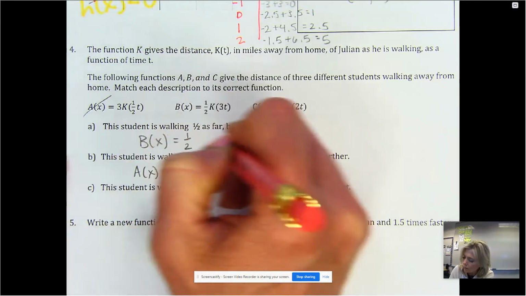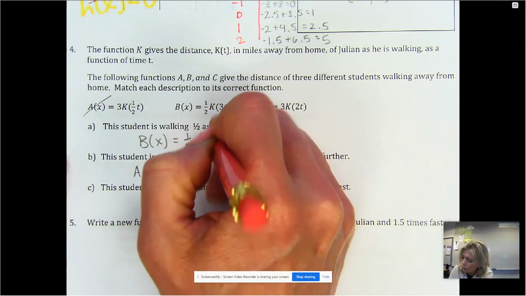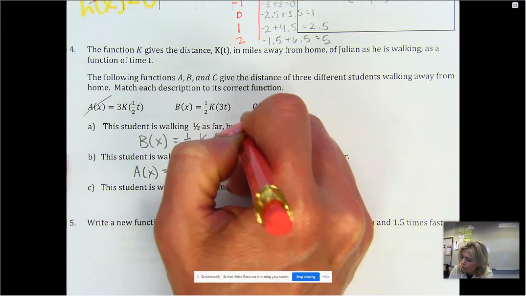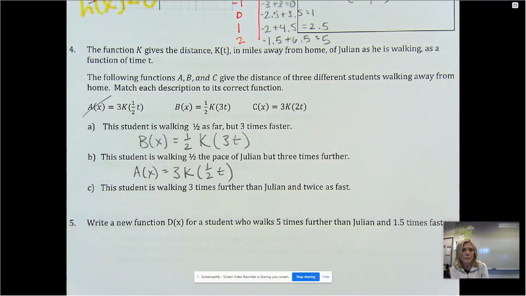Half the distance means the 1/2 goes in front. 3 times as fast means the 3 goes there inside. It's scaling the t.